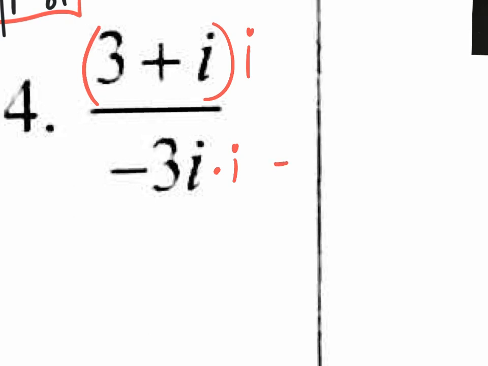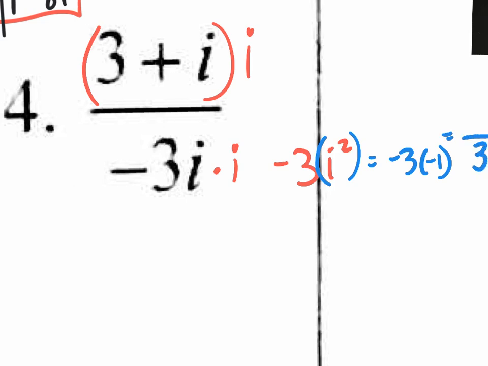in the bottom, you're going to end up with negative 3i squared. And we know that i squared is what? Negative 1. So I really have negative 3 times negative 1. So what's my denominator really? 3. Okay, so I'm going to put a 3 right there. That's going to be on the bottom. That's my answer so far. 3 on the bottom. Now up here, I need to go i times 3.